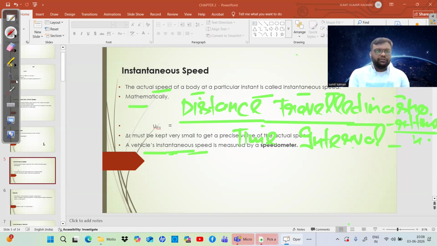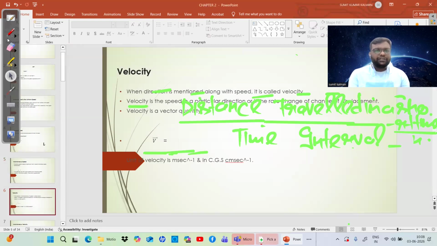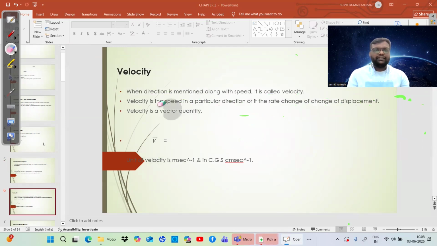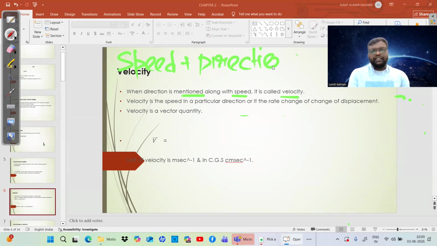Next. Next is, students, velocity. So students, when direction is mentioned along with speed, it is called velocity. So students, in simple words, speed plus direction is equal to velocity. So if your speed has some direction, then it is velocity.